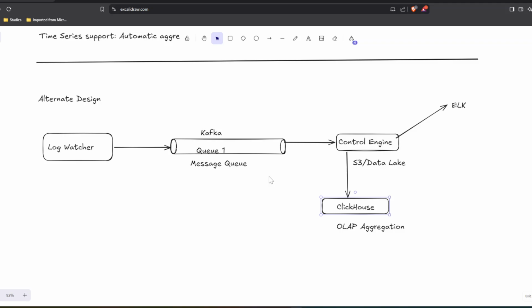That is fairly all the things that I wanted to cover, guys. As you can see, we have covered the data model, we have covered the aggregations, we have covered the scale of the message queue and the scale of the database that we are going to use, and we also discussed one of the very important alternate designs in terms of ClickHouse, which is used for OLAP aggregation.